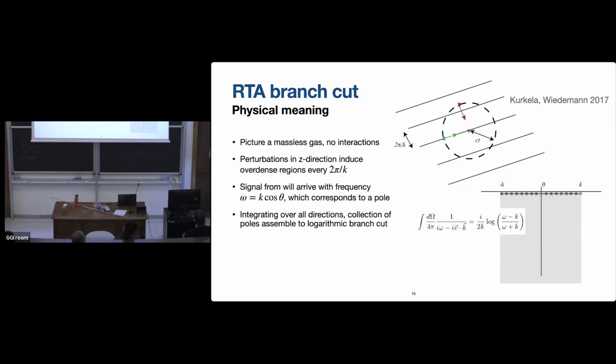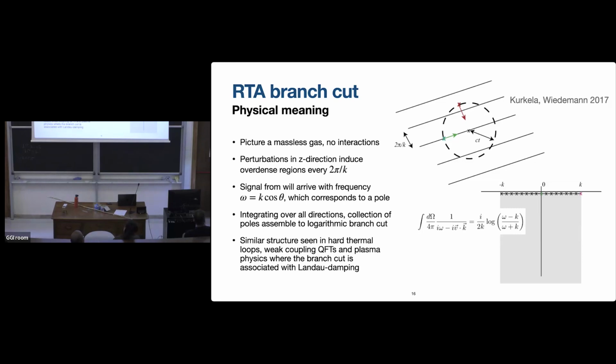But the response, I don't care. I need to just integrate over all directions. So I see that this assembles itself into a logarithm, which is this collection of poles that, once you integrate over, you basically get this branch cut. So that's the really simple argument.